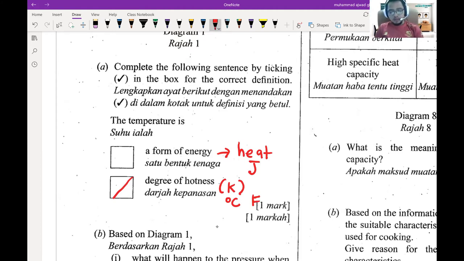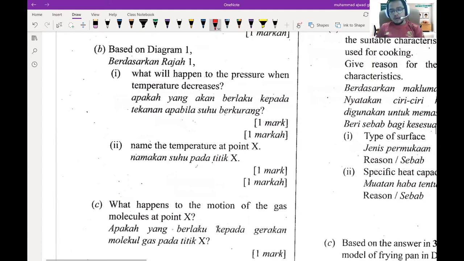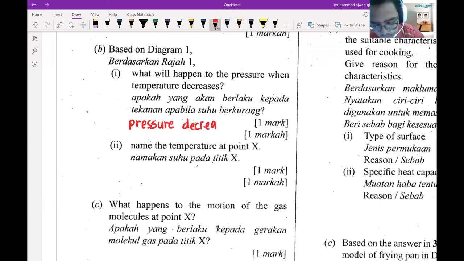Okay, so number one, based on the diagram, what happened to the pressure when temperature decrease? So based on the graph and based on the law pun, so kalau temperature dia decrease, the pressure also decrease. Okay, name the temperature at point X. Okay, so the temperature we call it as absolute zero. Okay, the temperature name is absolute zero.